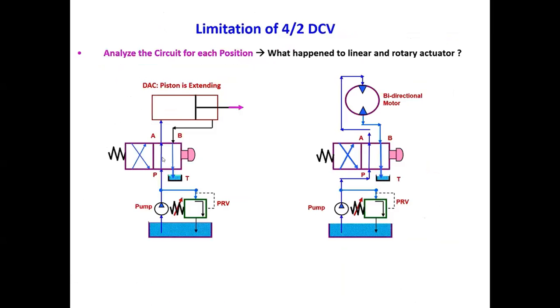See here, limitation of 4/2 DCV. What happens to linear and rotary actuators? The piston is extending. This is oil supplied by the pump to port A, P to A in this way, and returning to the tank. Here, oil is supplied in this way, like that, to a bidirectional motor, and returns to the tank.